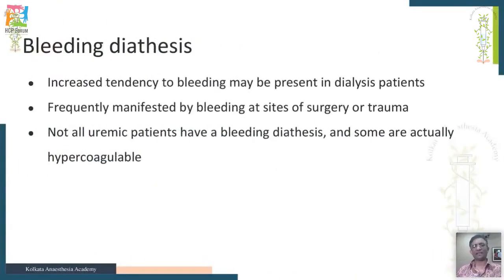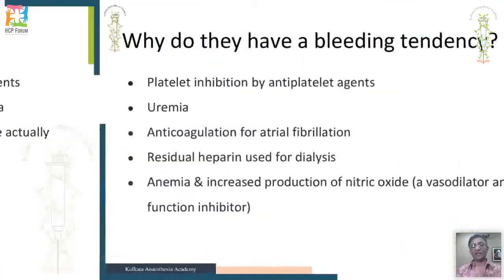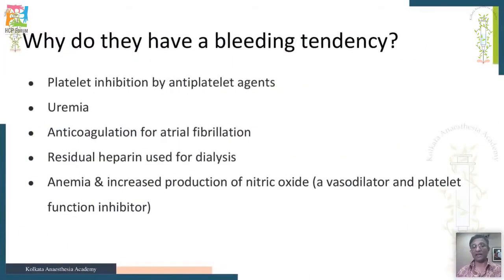Bleeding diathesis. Uremic bleeding is a known entity in this group of patients, and the marker could be, as I said, the axis site, and that could tell you that they have a bleeding tendency. Why do they bleed? Because of the antiplatelet agents that they might be on because of the coronary disease. Uremia itself causes platelet dysfunction. They could be on anticoagulation because of their AF. It could be due to residual heparin during dialysis. Anemia releases NO, which is also a platelet function inhibitor.